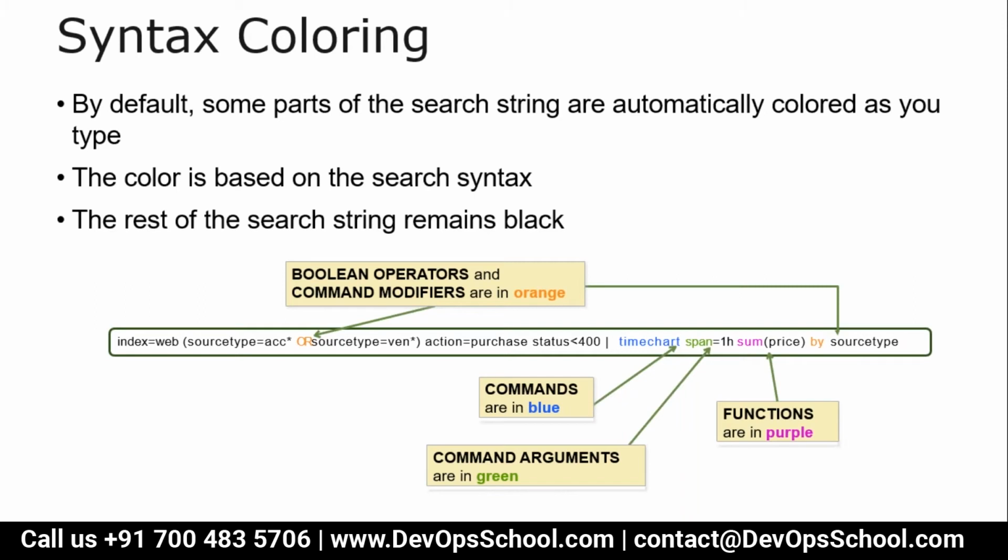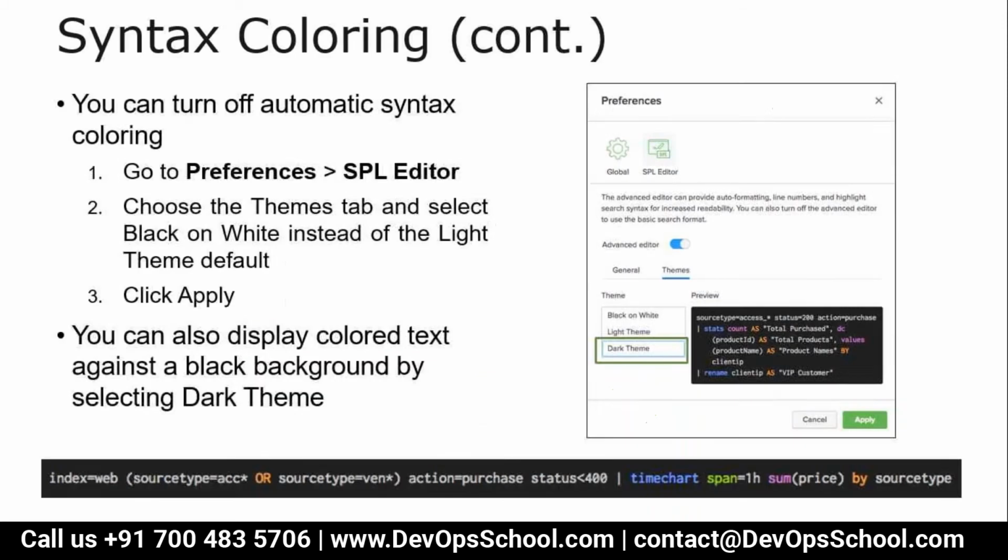Now one interesting thing, you should check this. The commands will be in some specific colors. Usually the commands will be in blue color, functions will be in purple color, and command arguments will be in green color. That way you can correlate which is a command, which is a command argument, and what is a function.